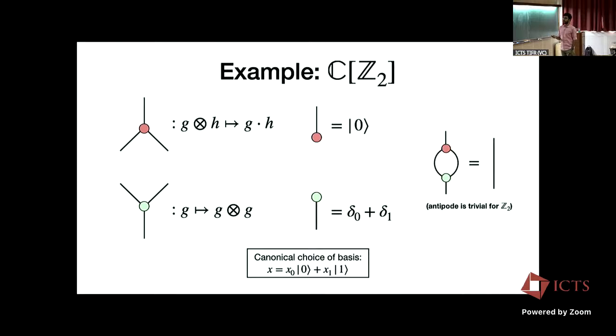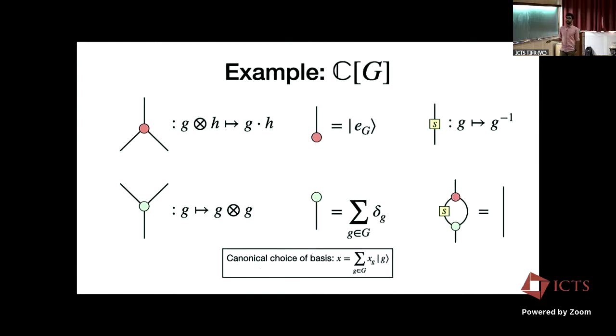So you can easily generalize this to any group. It doesn't have to be abelian. The group has to be invertible. And the generalization is that the product is still the group product. The co-product is still copying. But these things get slightly modified, and you need to introduce an inverse. So the antipode plays the role of an inverse.